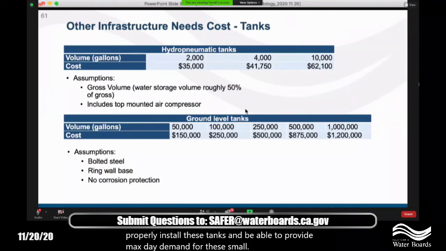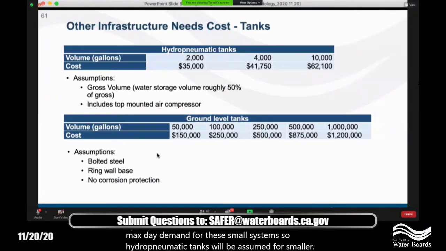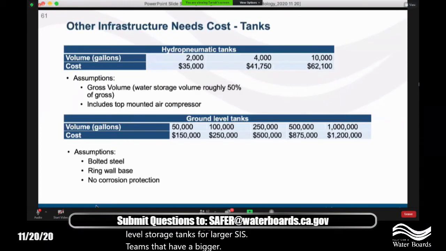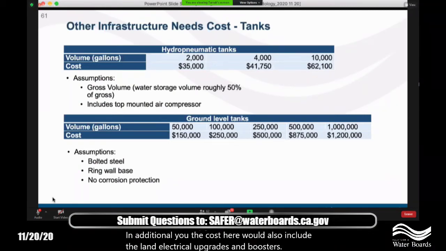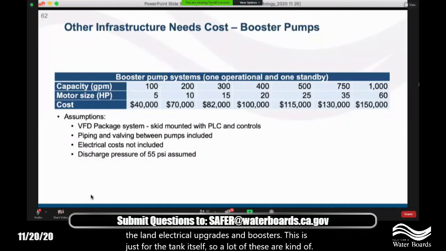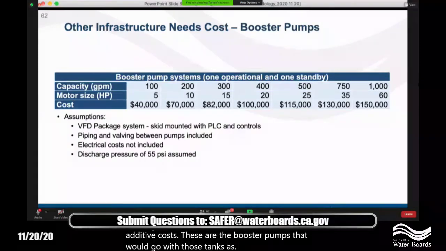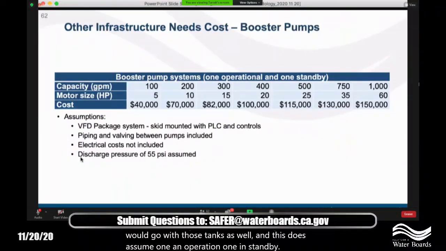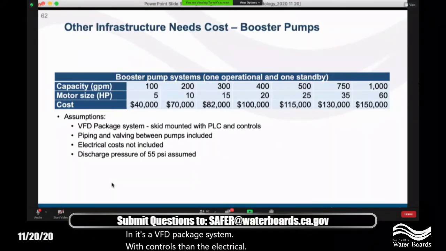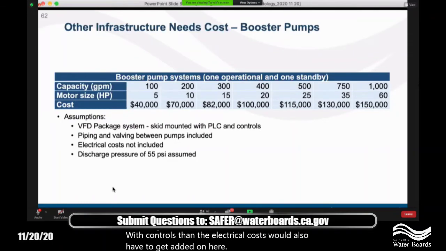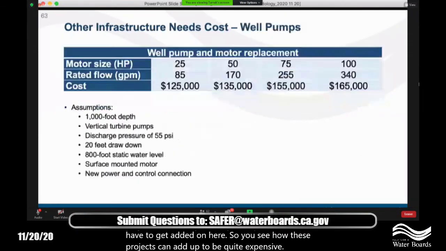So hydropneumatic tanks will be assumed for smaller systems, and then we get into the ground level storage tanks for larger systems that have a bigger max day demand. And additionally, the costs here would also include the land, electrical upgrades, and boosters. This is just for the tank itself. So a lot of these are kind of additive costs. These are the booster pumps that would go with those tanks as well. And this does assume one in operation and one in standby. And it's a VFD package system with controls. Then the electrical costs would also have to get added on here. So you see how these projects can add up to be quite expensive, even for a small tank.